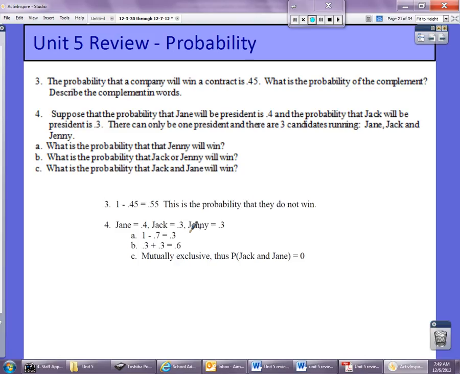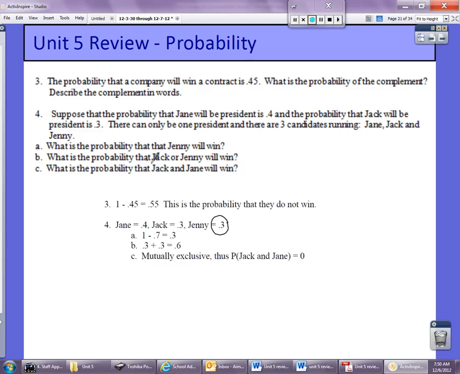For number 4, suppose that the probability that Jane will be president is 0.4, and the probability that Jack will be president is 0.3. There can only be one president, and there are 3 candidates running: Jane, Jack, and Jenny. What is the probability that Jenny will win? Okay, so you already know Jane and Jack's probability. So therefore, you have to subtract from 1 those 2, and you'll find that with Jenny, there is another 30% chance of winning, or 0.3 chance of winning. So Jane has the highest chance of winning. 1 minus 0.7, there's your 0.3.